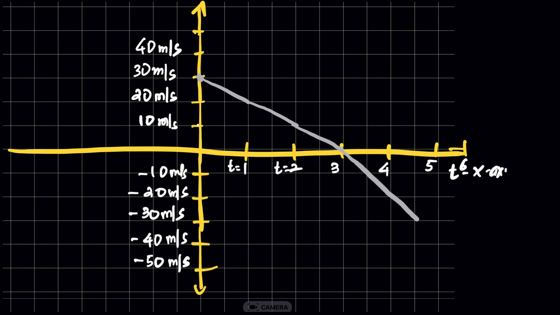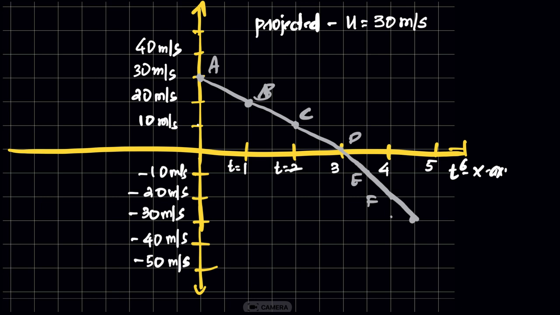So, consider this to be the graph. The body is projected from the ground with the initial velocity u as 30 meter per second. We'll have to understand the graph by taking a couple of points to make sure we analyze the motion properly. So we take point A, B, C, D. This is point E, this is point F, and this one G.